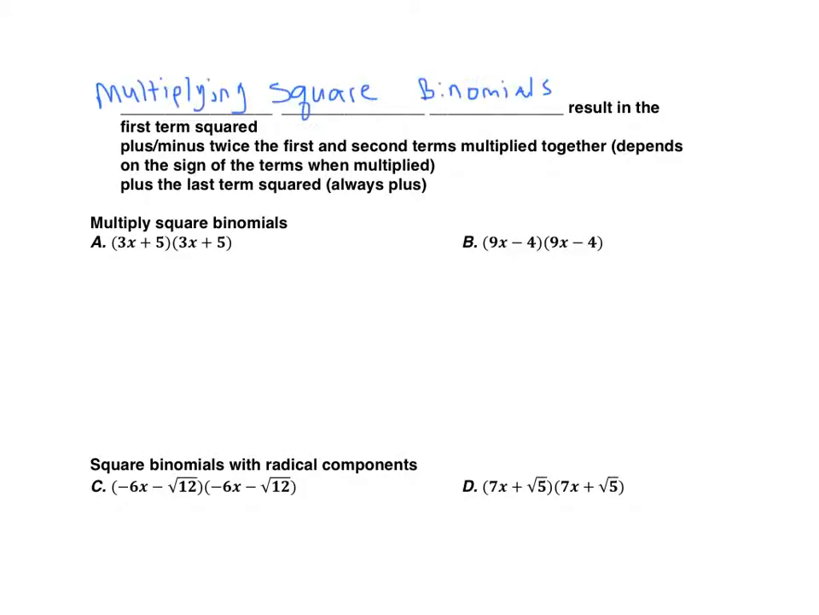In this tutorial, we will look at multiplying square binomials. When multiplying square binomials, it results in the first term squared, and then it's either plus or minus depending on the sign, twice the first and the second terms multiplied together, and then plus the last term squared. And when there's not an i involved, it is always plus. So let's go ahead and use our box.